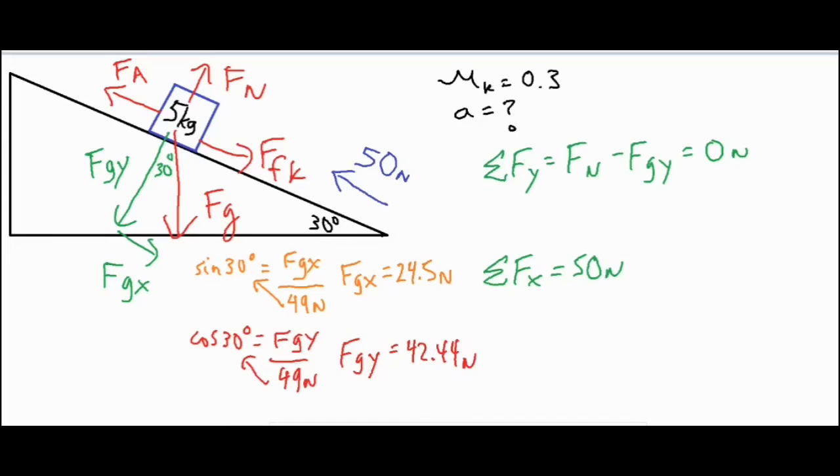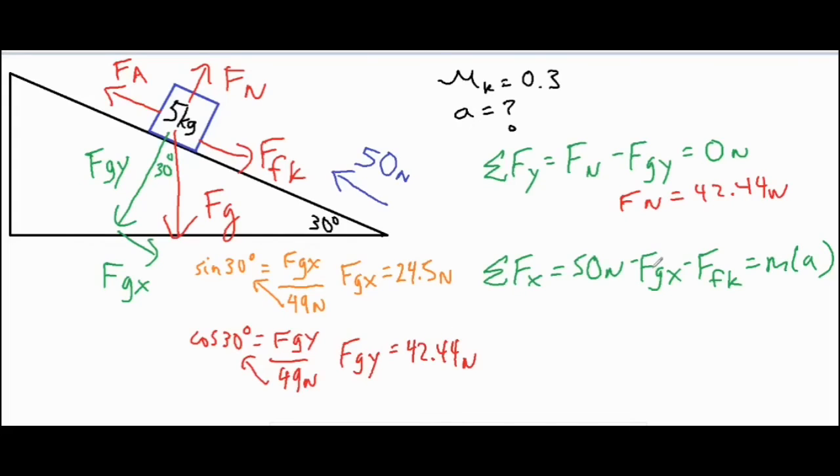So I'm going to call this my positive, and I'm going to say that my FGX is in the negative direction, slowing it down, and we have some friction opposing the slide, the force of kinetic friction. That is equal to mass times acceleration. So for our first formula over here, Fn minus Fgy, if we add Fgy to both sides, that means Fn is equal to Fgy. That means Fn is equal to 42.44 newtons because we already saw that a little bit earlier.